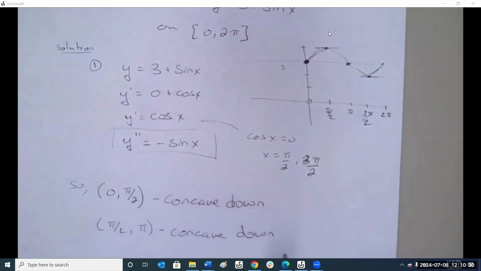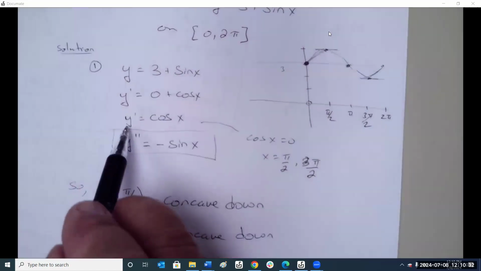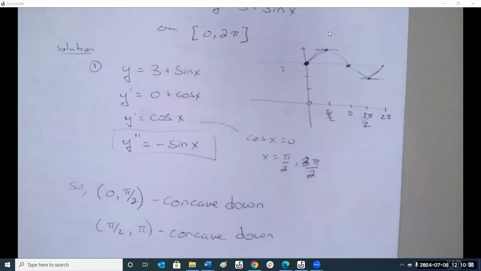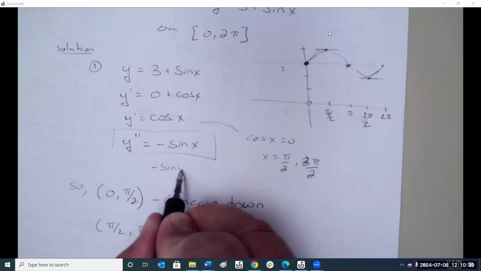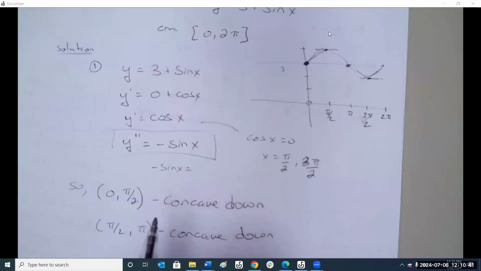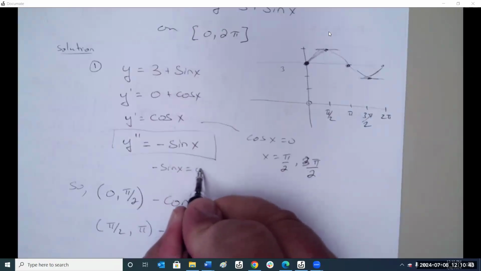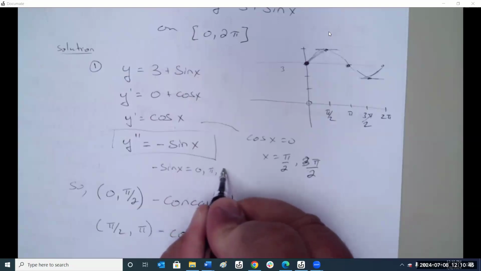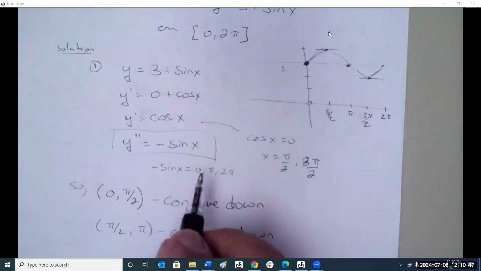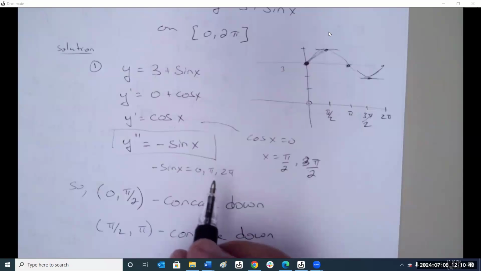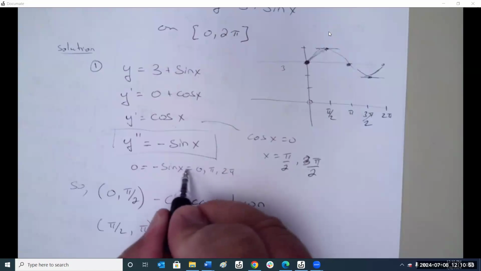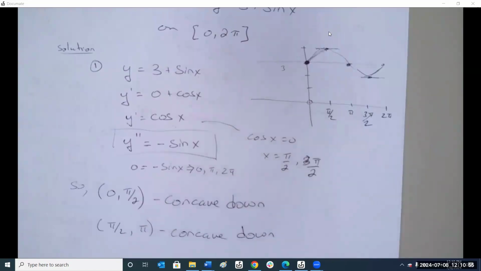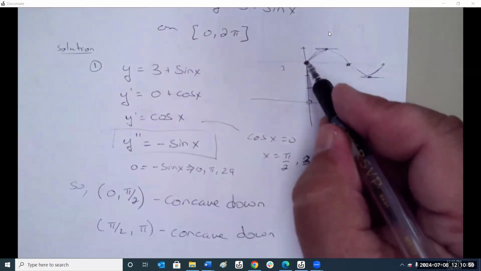Well, what do we forget to do? We just found the first derivative, set those equal to 0 to find the vertices. Take the second derivative, set that equal to 0. Where is sine equal to 0? At 0, pi, and 2 pi. So this function equals 0 at 0, pi, and 2 pi. The x-intercepts.